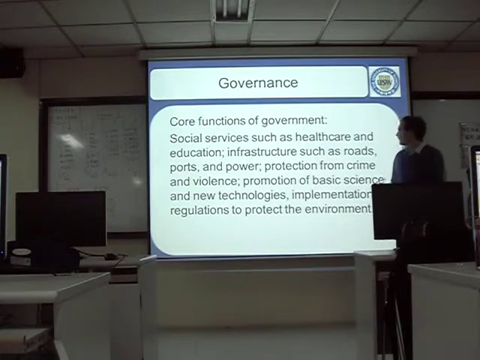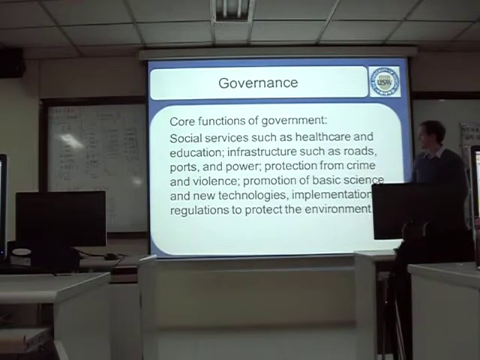So the government has these main functions. Social services such as healthcare and education. Infrastructure such as roads and ports. And power. Protection from crime and violence. We mentioned in the last class, right? These things. That companies get this advantage. Promotion of basic science and technology. So often the government has to give the grant.